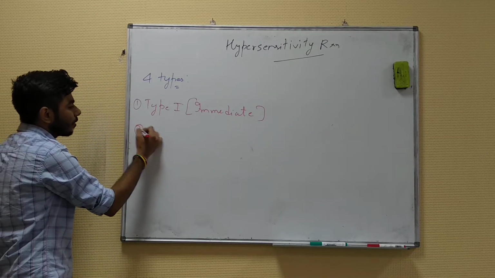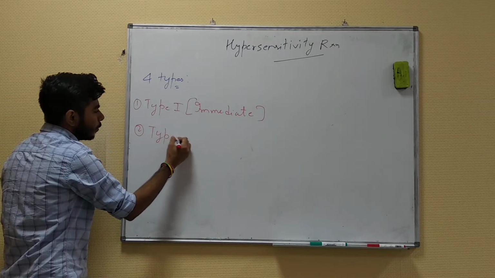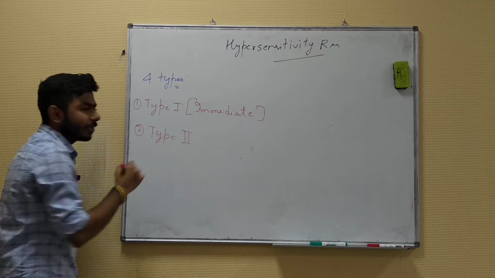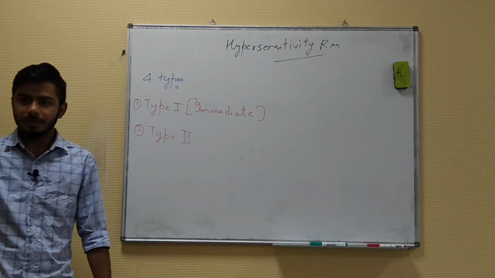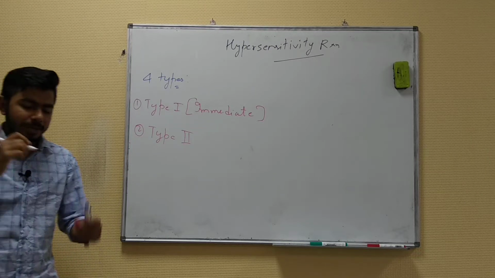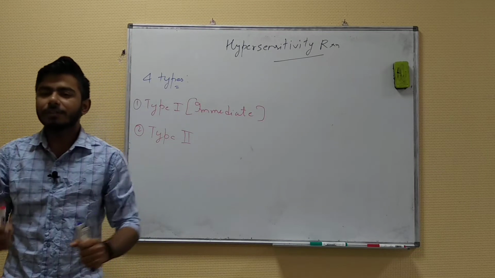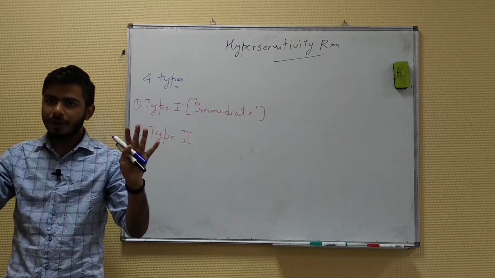Second one is the cell mediated. Type 2, it's not cell mediated. Cell mediated is which one? Cell mediated is type 4. Okay, let me tell you the major difference. First of all, we are having 4 kinds of hypersensitivity.